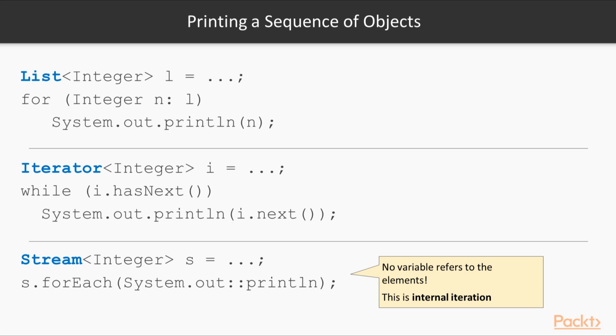So as you can see, there's no explicit loop here, and there's no variable referring to the generic element in the sequence. And this is the key idea of internal iteration, which is you pass some functional object to the forEach method, and the forEach method takes care of the iteration. So it's internal because the responsibility for the iteration lies within the collection, or in this case lies within the stream.